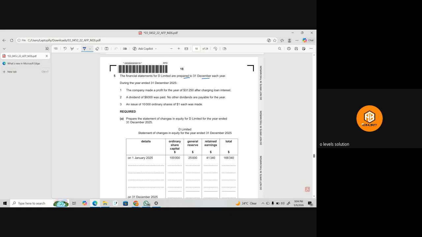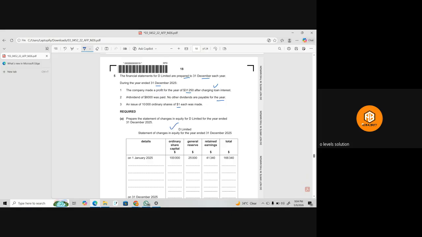During the year ended 31st December 2025, the company made a profit for the year of 31,250 after charging a loan interest. A dividend of 6,000 was paid. No other dividends are payable for the year, and an issue of 10,000 ordinary shares of $1 each was made. Prepare the statement of changes in equity for the year ended 31st December 2025.